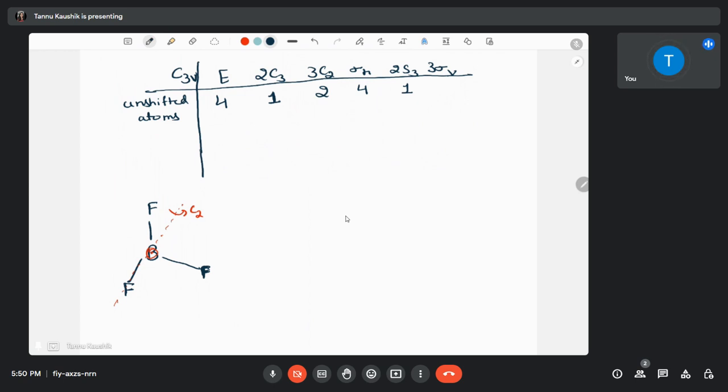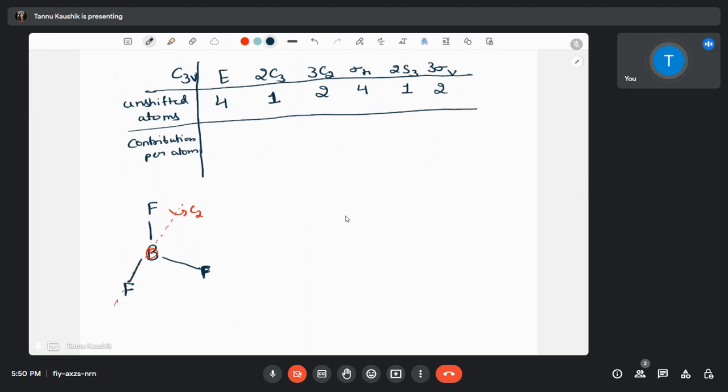And for sigma V, which will be again along one of the BF bonds, so only two atoms B and F will remain unchanged. So it will be 2. Now contribution per atom, which we have already written above.